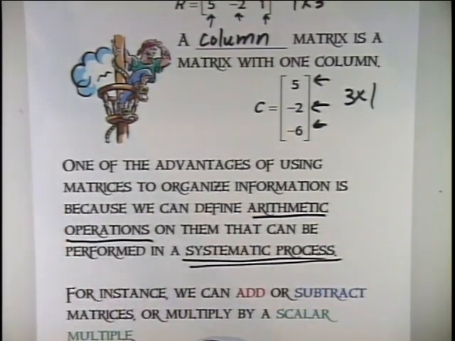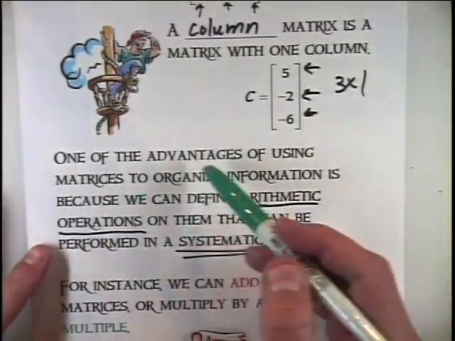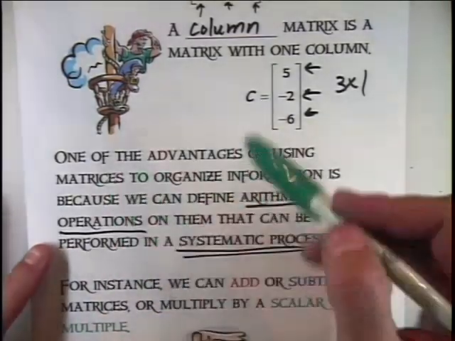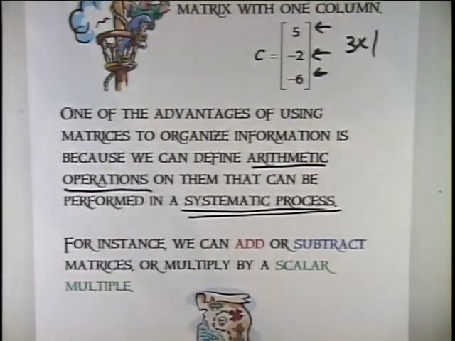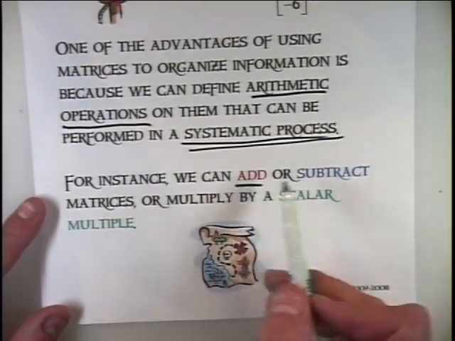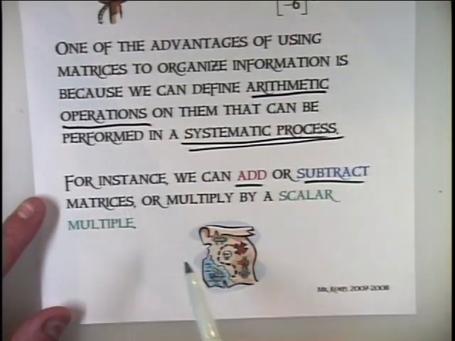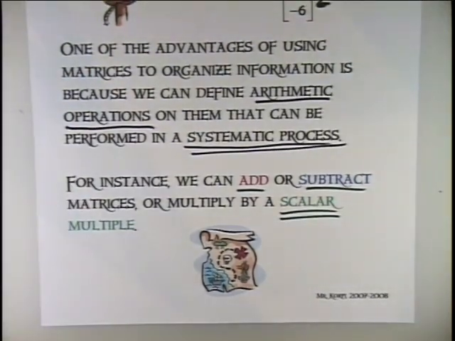The other reason that matrices are nice is because we can actually program. We could tell computers or calculators a very set of structured commands that allow them to perform operations on the rows and columns. So it's a nice way to systematically do calculations for large sets of data. Now, some of the things we're going to look at today are addition and subtraction of two matrices, and we're also going to be looking at multiplication by a scalar multiple.